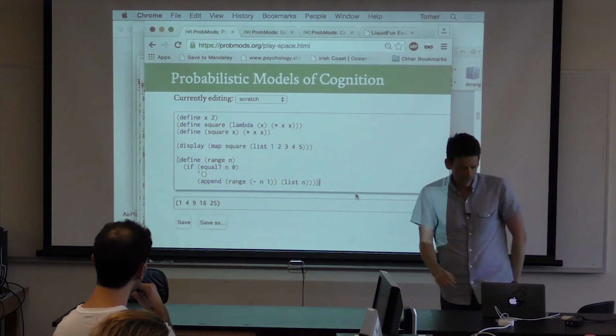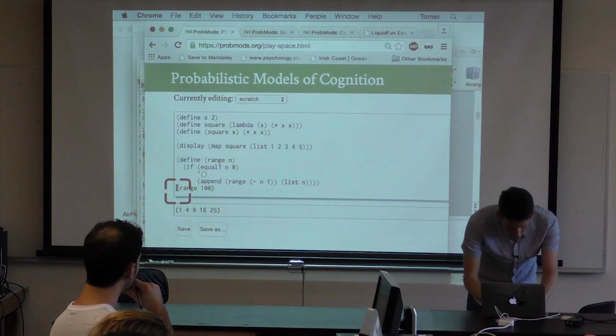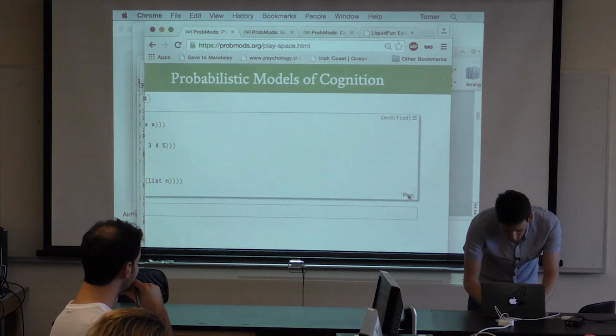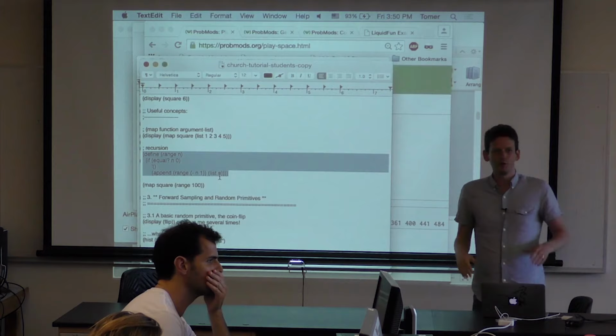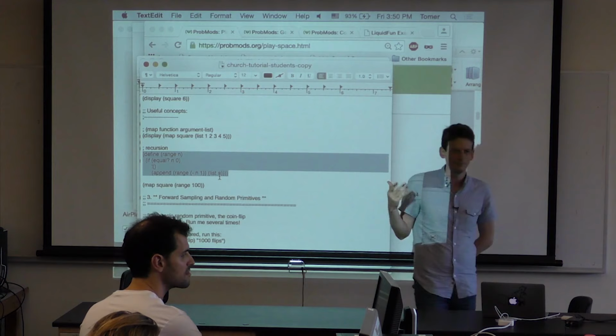And now you can do this to write out all the numbers from 1 to 100. And then if you were so inclined, you could map square to that. Okay, and we run that, and it gives me the squares of the numbers from 1 to 100. So far we've talked just about very basic stuff. This is not different from Scheme. You are all now experts in Scheme notation and things like that.